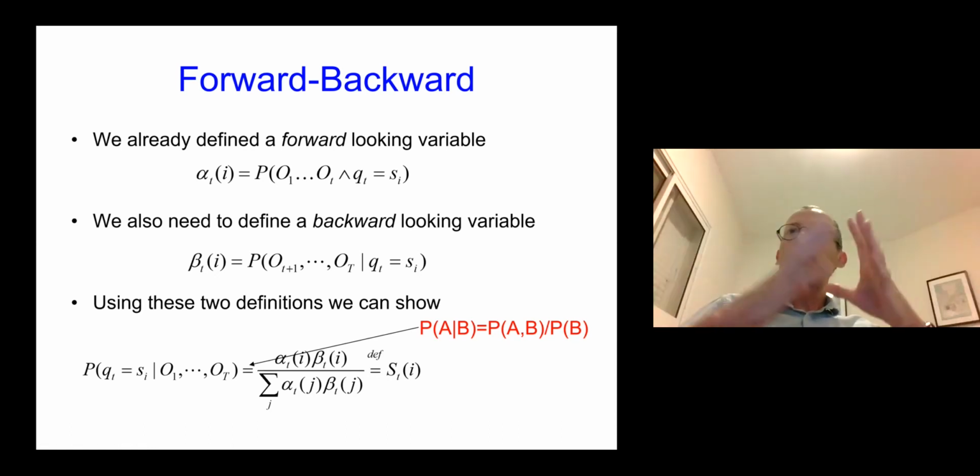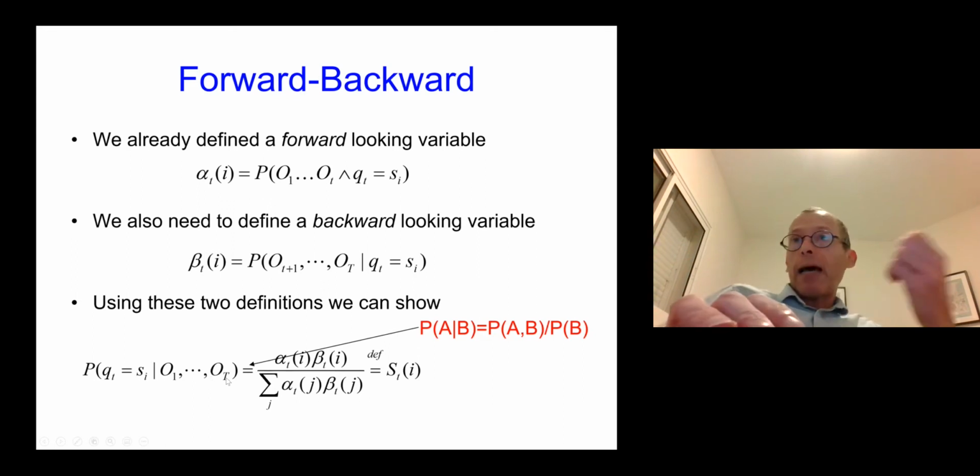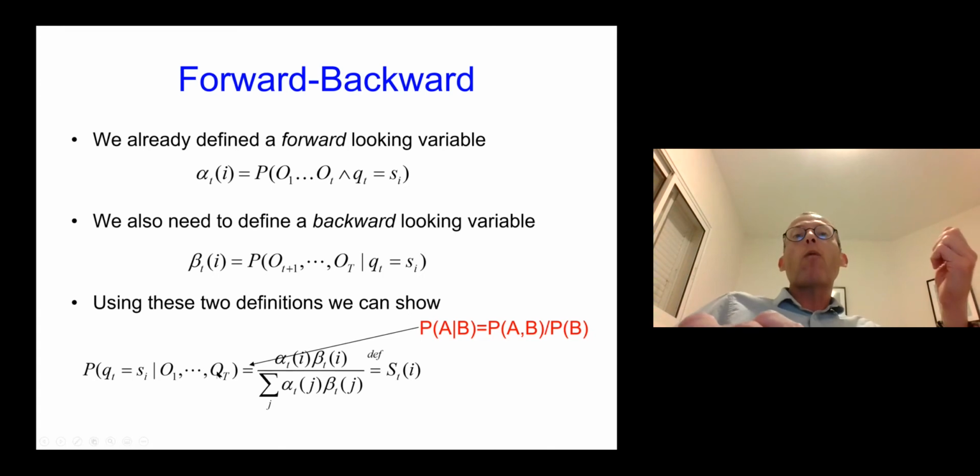I'm not writing it all out, but hopefully, based on what I'm explaining, all of you should be able to derive this. So P of A and B, which is the numerator, is just this. What about the denominator? Well, P of O1 to OT is just a sum. We can use the sum rule over P of O1 to OT and QT equals SI. And we just said that for each I, this is alpha T of I times beta T of I. So if we sum over all of them, we basically get P of O1 to OT.